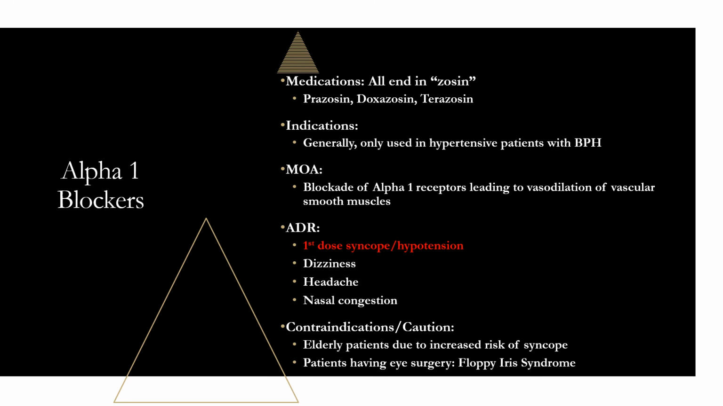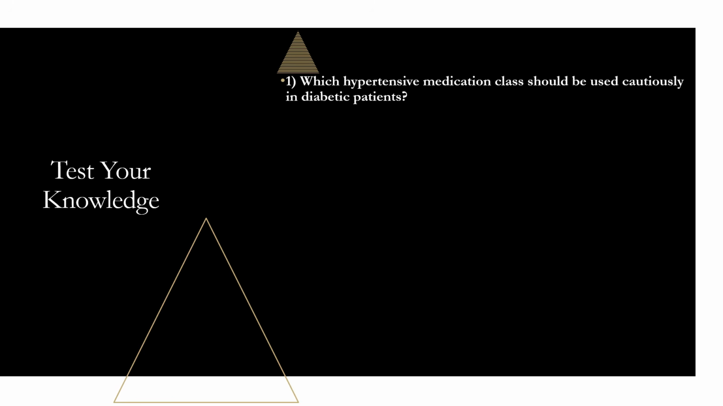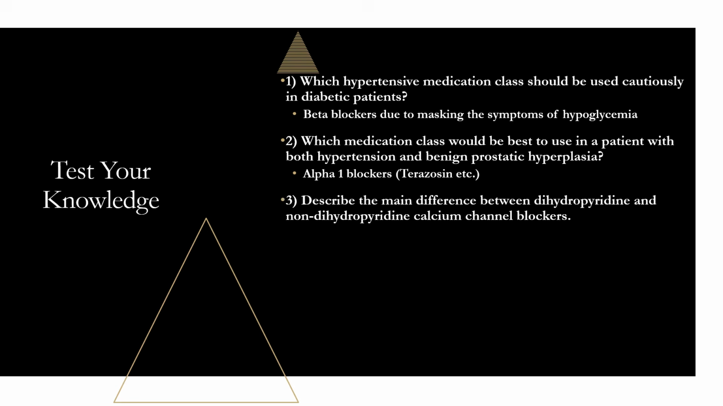That's your Alpha-1 blockers. That's the last med we'll go over. Let's just test your knowledge real quick with 5 quick questions. Which hypertensive medication class should be used cautiously in diabetic patients? Hopefully you remember beta blockers due to masking the symptoms of hypoglycemia. Which medication class would be best to use in a patient with both hypertension and BPH? We just went over this, so hopefully you remember your Alpha-1 blockers, terazosin, and some of those other zosin medications.